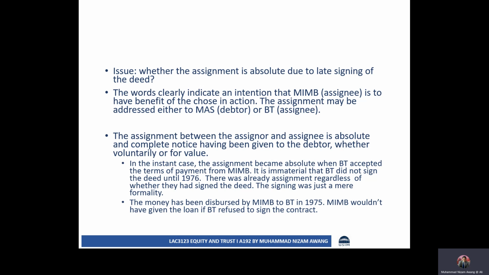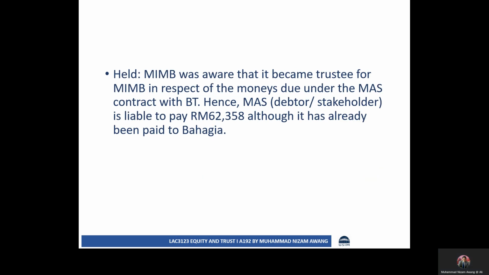In fact, in 1975, the money had been disbursed by MIMB to BT. So if it was not an assignment in the first place, then MIMB would not have given the loan if BT refused to sign the contract, isn't it? So by conduct of the parties, you can understand that there is an intention to assign.